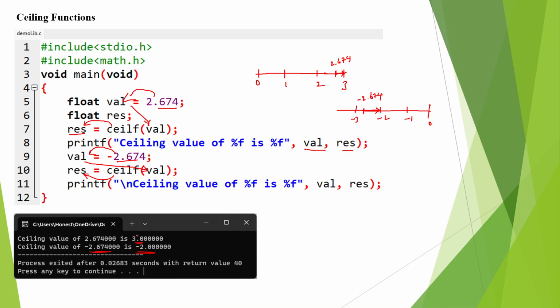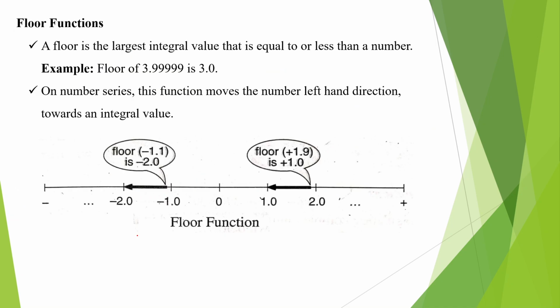Okay, then we have the floor function. It is the opposite of the ceil function. As the ceil function identifies the nearest possible value in the right hand direction, the floor function will identify the nearest possible integer value in the left hand direction.